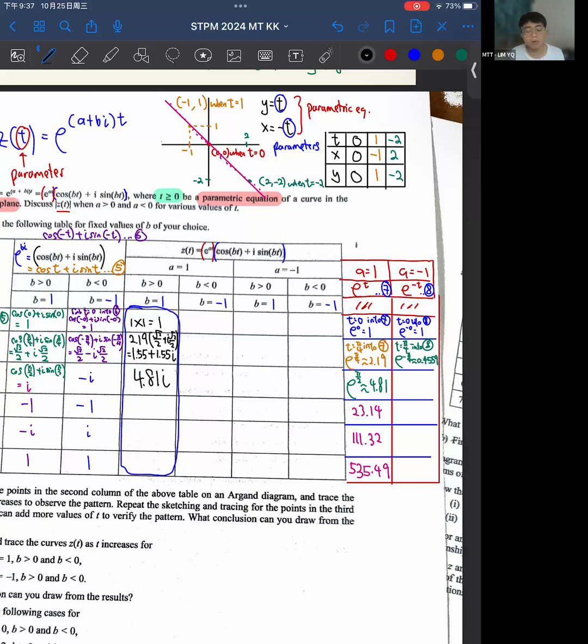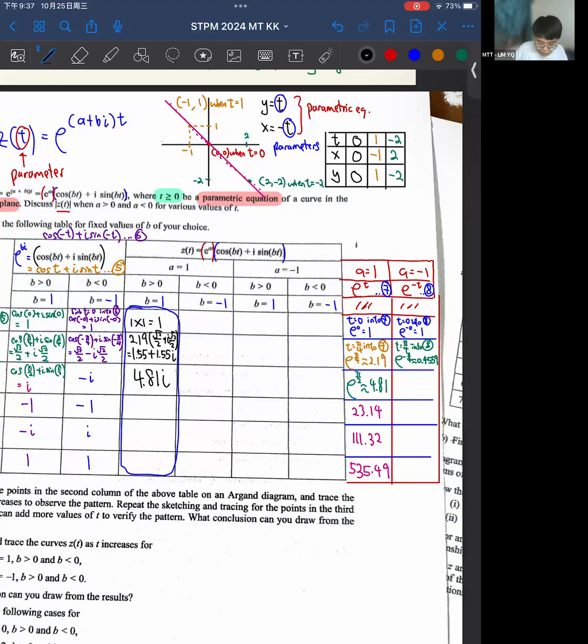I cannot write e to the pi over 4. You can actually, but when we want to sketch, it is better to have an approximation number. You can have that in this table, it's okay. But when you sketch, you must know the number. Can also. And that one will be more exact, more accurate. But to sketch, maybe I will put this one first.